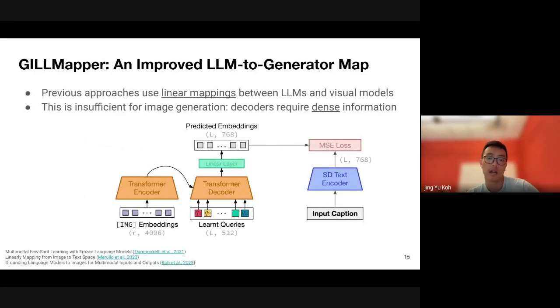Yeah. So this was the overview of the Gill architecture. And I want to pause here for a bit in case there are any questions about the model architecture or the training objective before we run through an example of what happens during inference time.